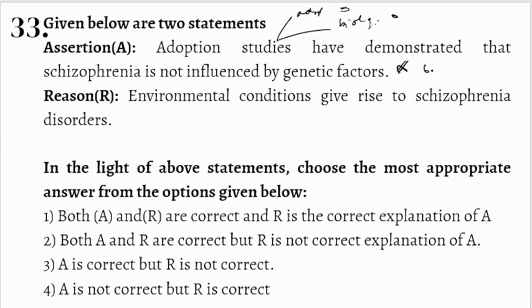There are genetic factors. There is a 60-40 split when it comes to schizophrenia. Now, environmental conditions give rise to schizophrenic disorders. Yes, environmental conditions can also give rise to schizophrenic conditions, so we can say that A is not fully correct here, right? Even though some reasoning can be made that adoption studies have demonstrated that schizophrenia is not influenced by genetic factors because environmental conditions can give rise to it, no, A is totally incorrect. We cannot go with that reasoning. So 4 is going to be our correct answer here.